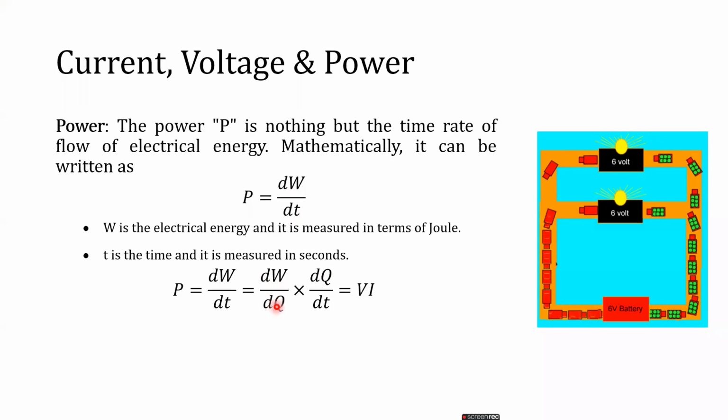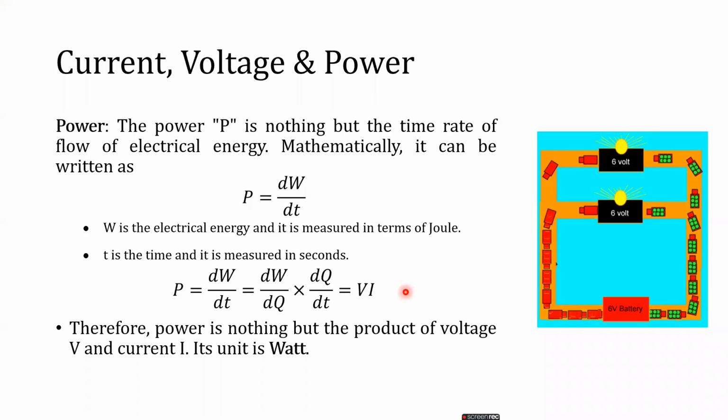So what is this dW by dq? It is nothing but the voltage V. And dq by dt is nothing but the current I. So one conclusion is that the power is nothing but the product of voltage V and the current I. Its unit is watt. So power is nothing but the multiplication of the voltage and the current. We have discussed what we mean by voltage and what we mean by the current.